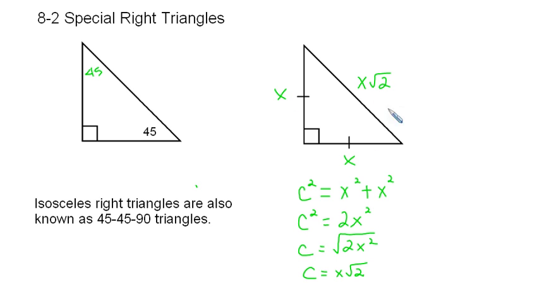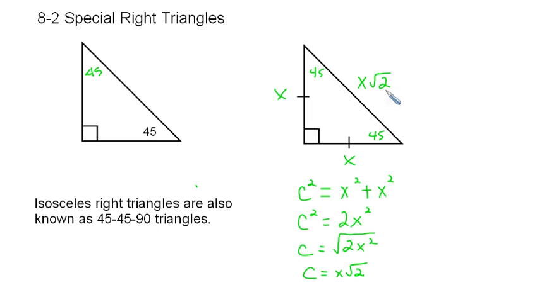So this tells me the ratios in a 45-45-90 triangle. The legs are always congruent. They have the same length. So if this leg is 5, this leg is 5. The hypotenuse is square root of 2 times as long as the leg. So back to my example, if this is 5, this one's 5, and this one would be 5 times the square root of 2. If one leg is 20, the other leg is 20, and the hypotenuse is 20 times the square root of 2.